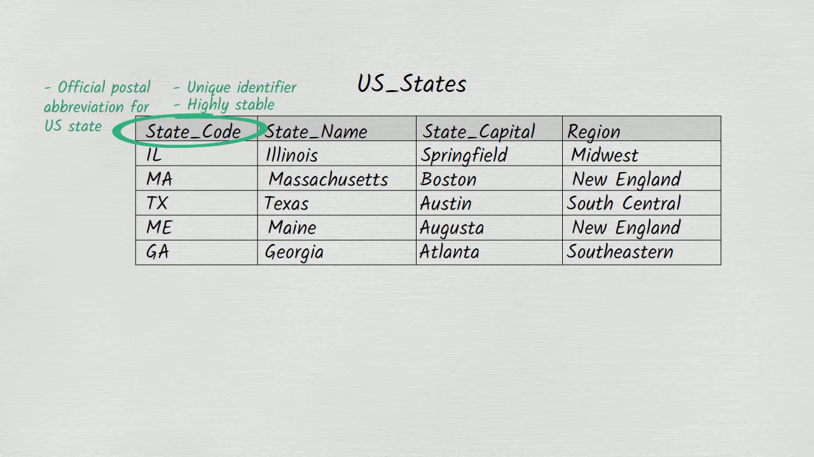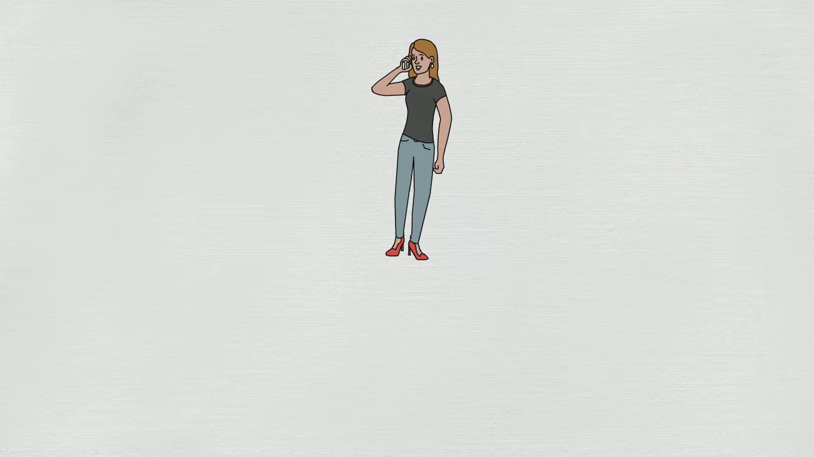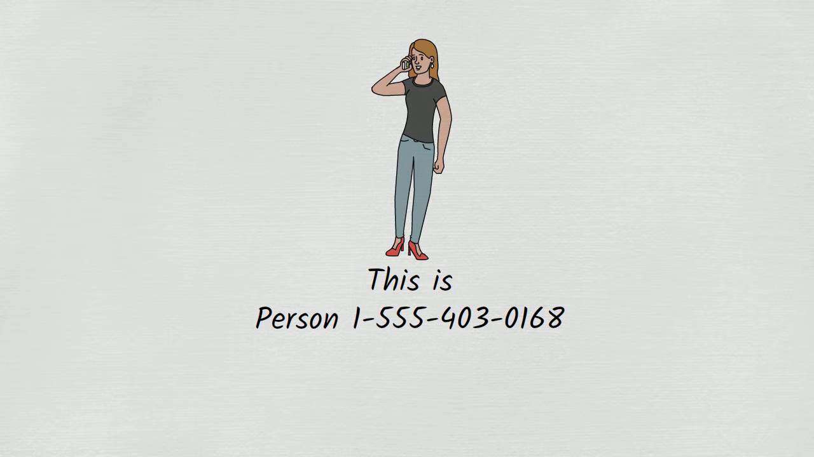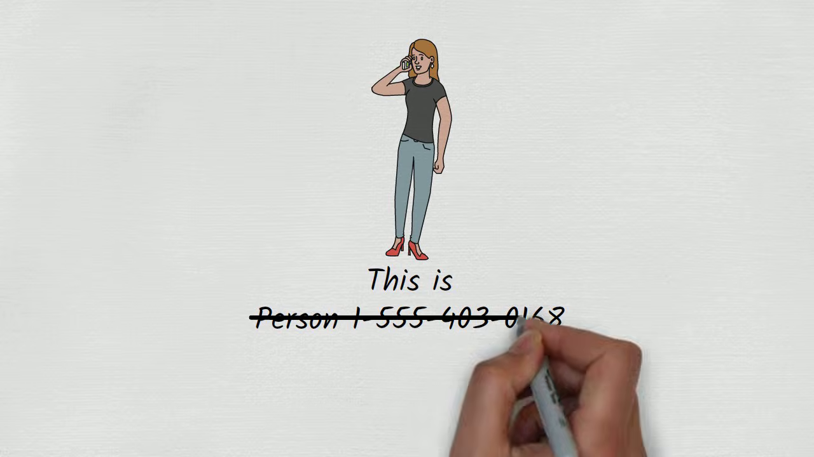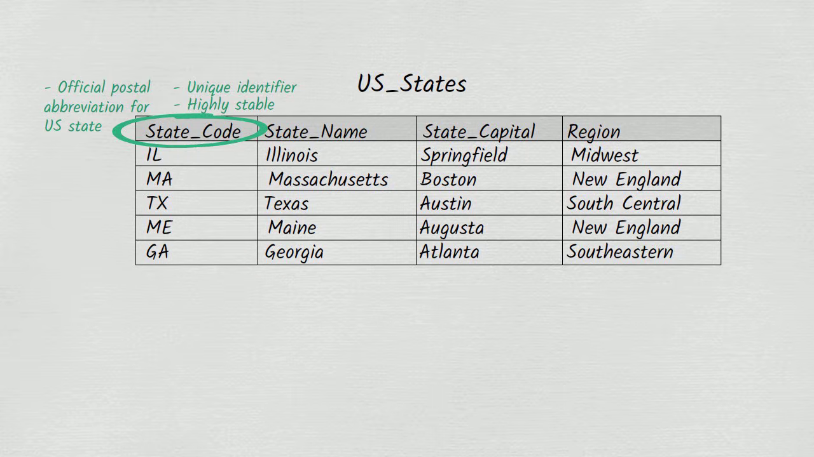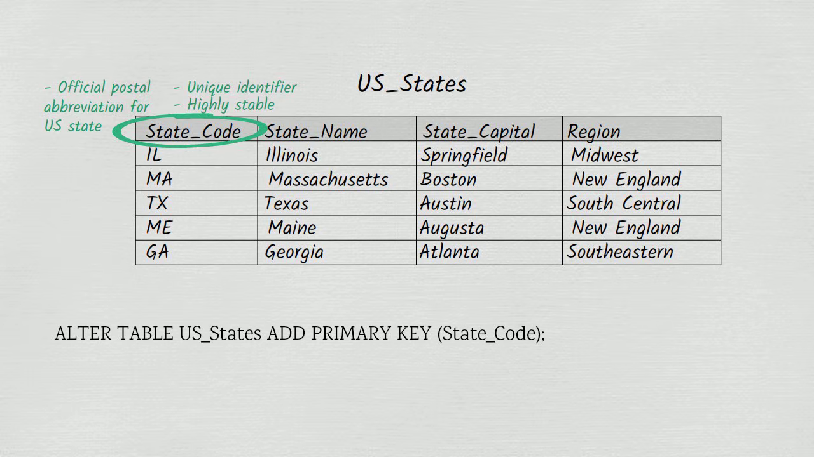But some identifiers don't possess this level of stability. If we were trying to identify people using their mobile phone numbers, we could easily run into problems. A mobile phone number is not a stable identifier for a person because people can, and quite often do, change their phone numbers. With state code being a good, stable, unique identifier for a state, we're probably going to want to designate state code as the primary key of the U.S. states table, like this. This tells the database platform that the uniqueness of state code needs to be respected.